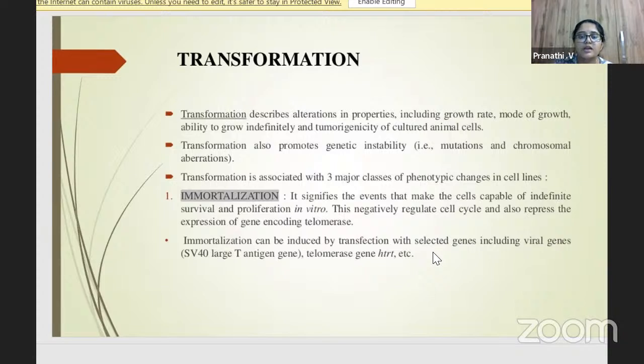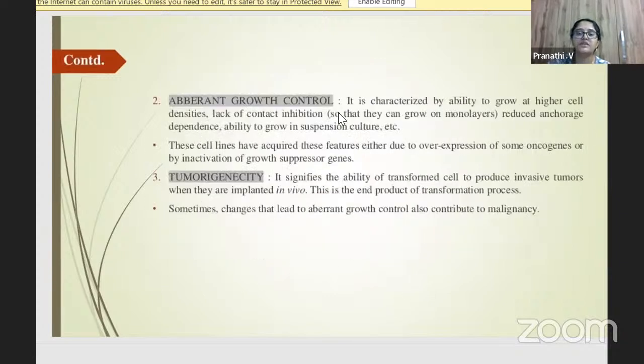And so what is it going to do? It stops the expression of the gene which encodes your telomerase. And this can be done through inclusion of viral genes such as SV40, simian virus 40 large T antigen gene, and the telomerase gene hTERT. All of this can be used. And aberrant growth control helps in reducing the anchorage dependence so that the cells can grow in a suspended culture.